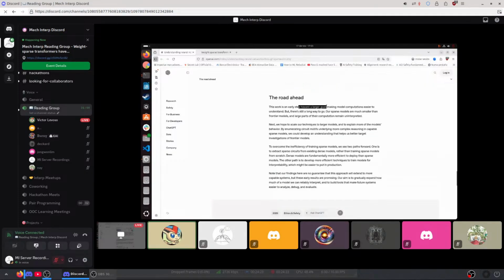Yeah, the goal is, at least as an early goal, making model computation easier to understand, but there's still a long way to go. Sparse models, more front-end models, and the remaining interpreted. When we deal with sparse models, we could develop an understanding of the models. Yeah, that makes sense.